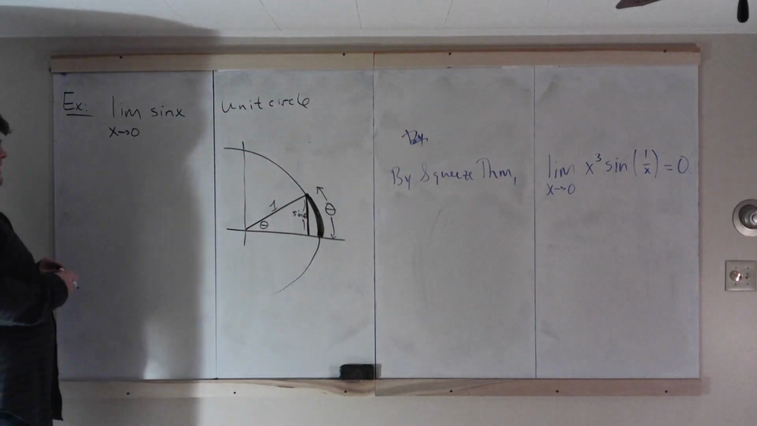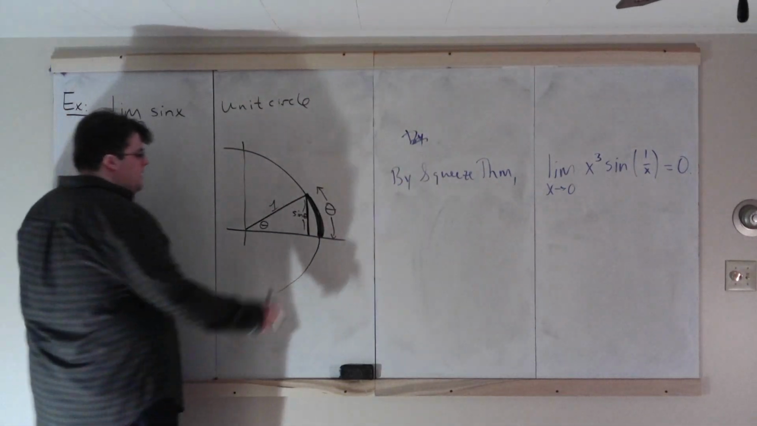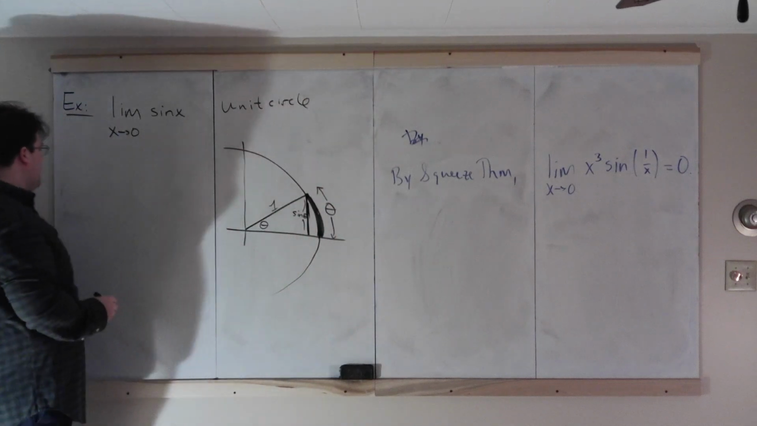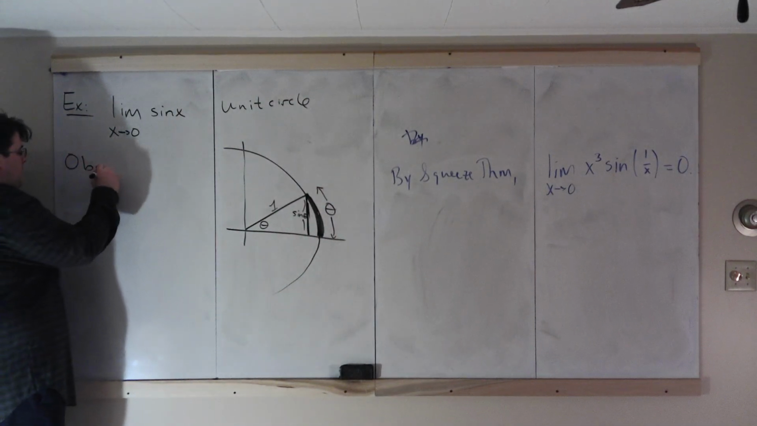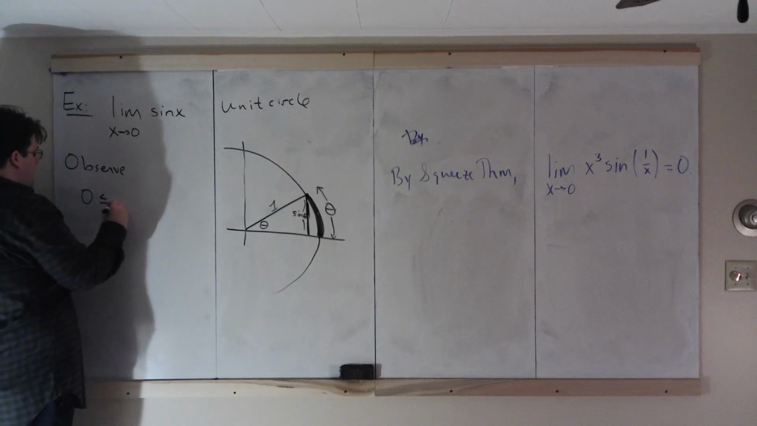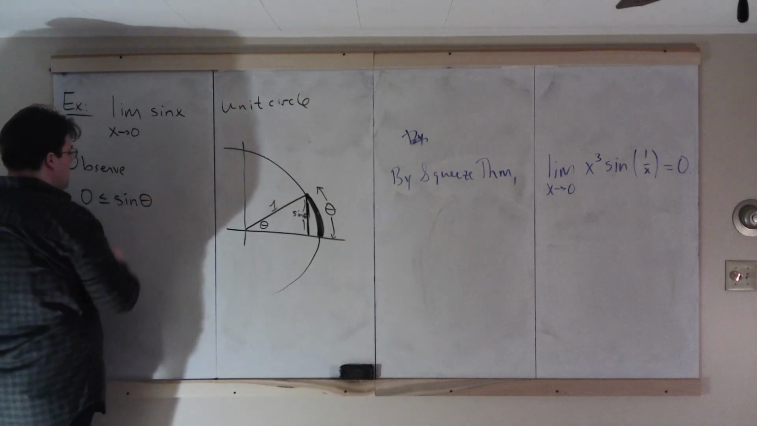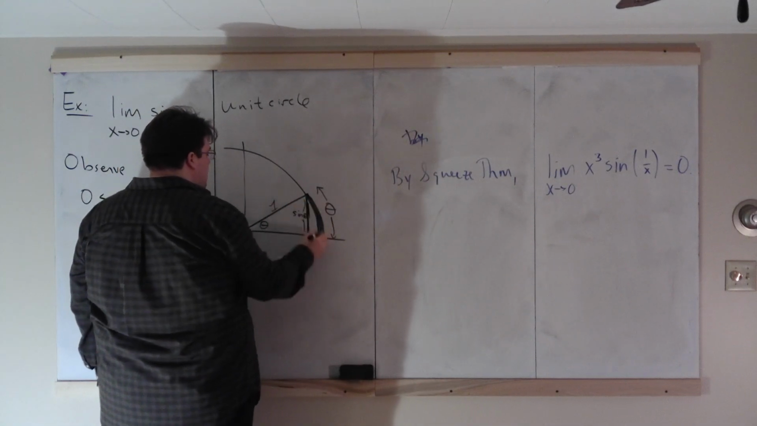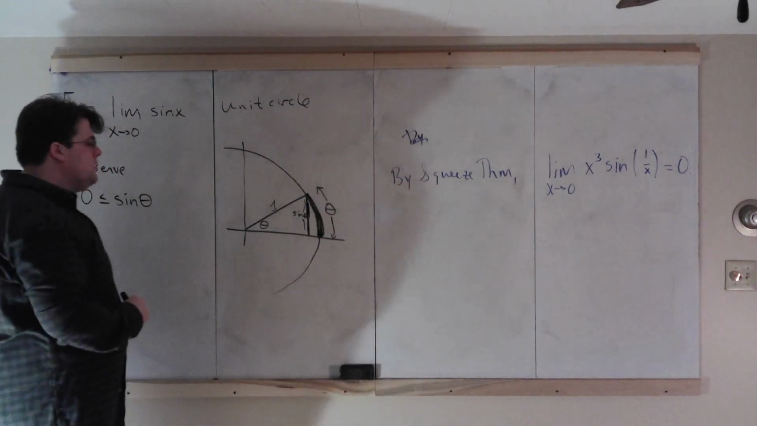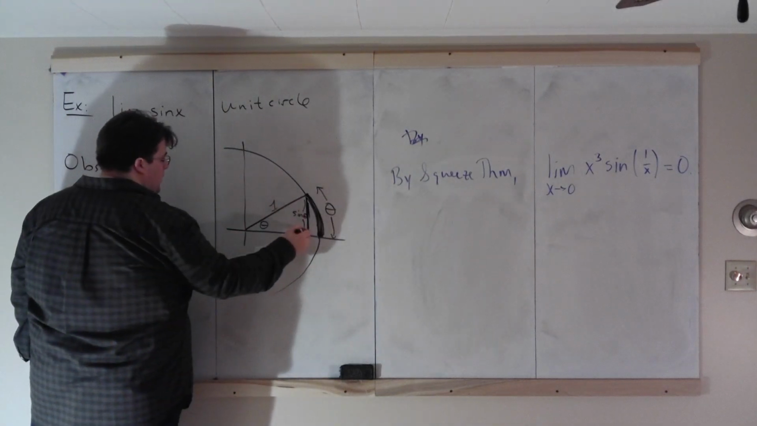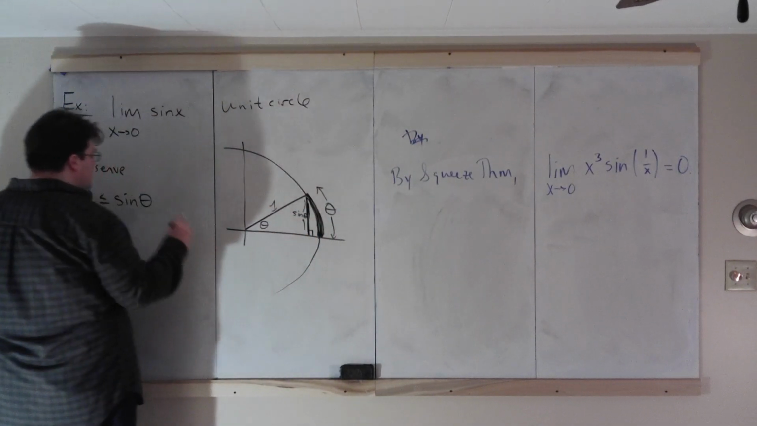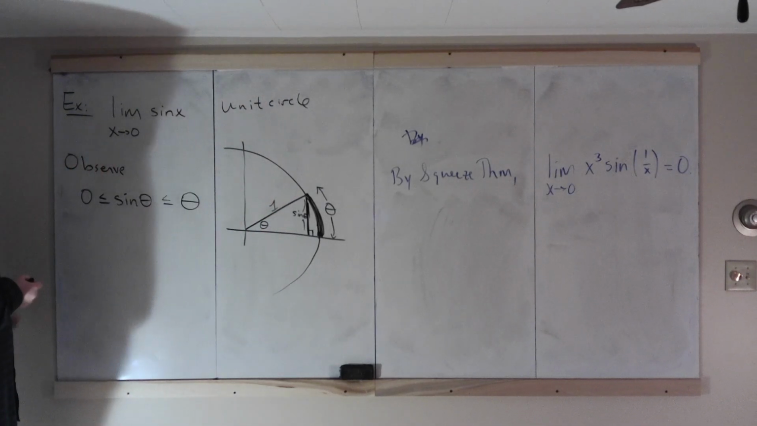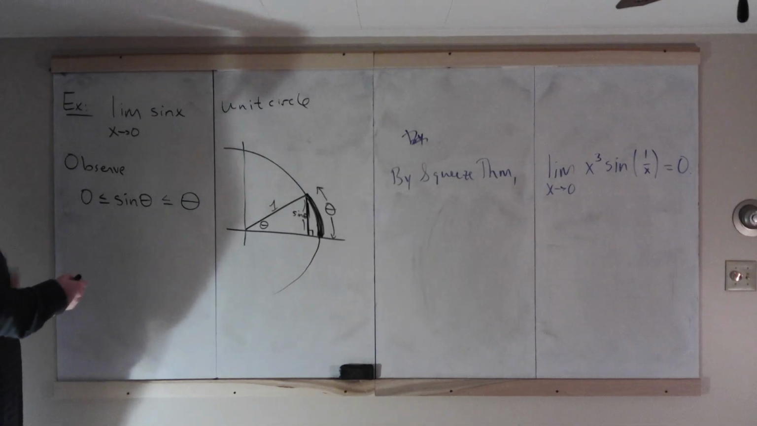Well, that diagram right there gives us all we need, because sine of theta, that perpendicular, well, that's larger than 0. But also, sine of theta is less than that curved piece, because this is the perpendicular going down, and this is a non-perpendicular going down. So from that diagram, sine of theta is between 0 and theta.